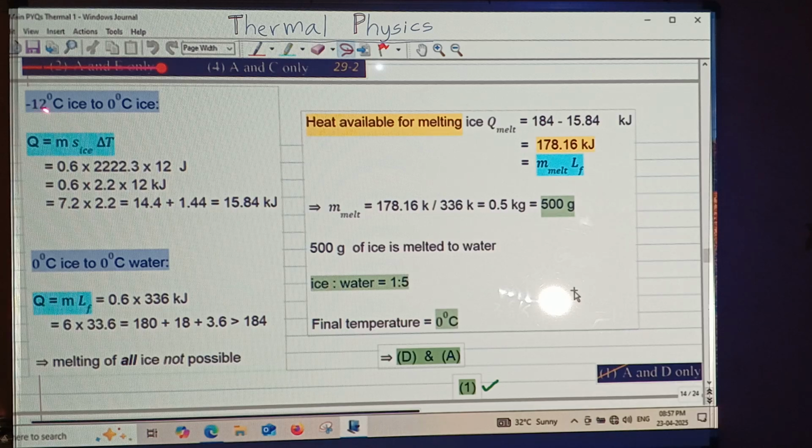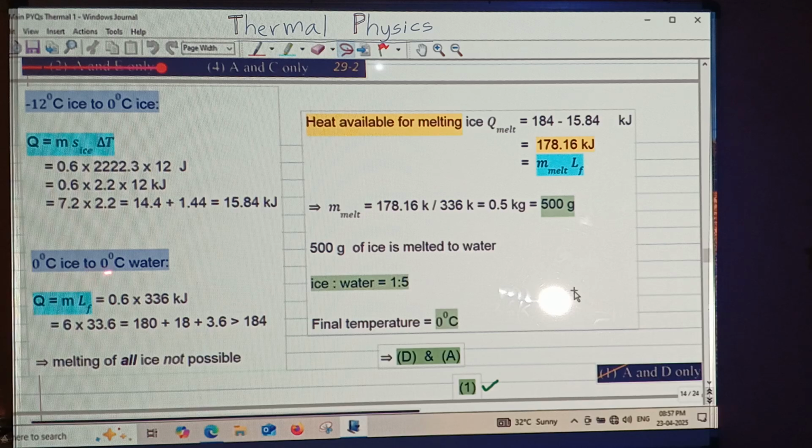So to convert minus 20 degrees to 0 degrees, the amount of heat required is mass into specific heat of ice into increase in temperature. Increase in temperature is 0 minus minus 12, which is 12, and this is given in the question. And mass of ice is 600 grams, in SI is 0.6 kg. So this I approximate as 2.2, and I've taken out a factor of 1000. So you do this calculation, you will come out with 15.84 kilojoules.